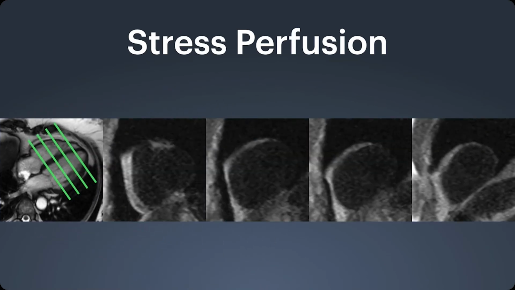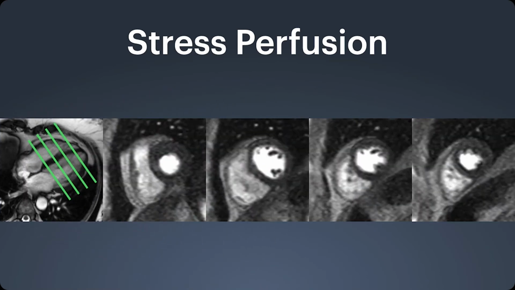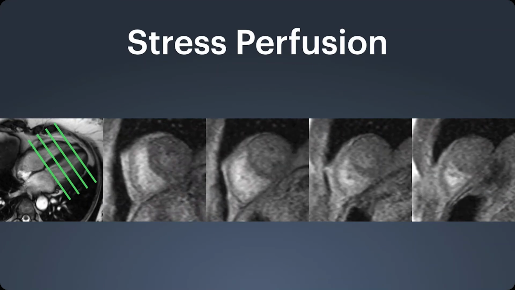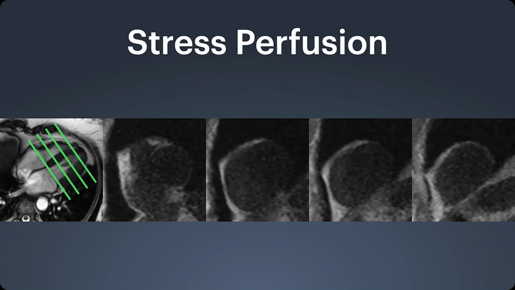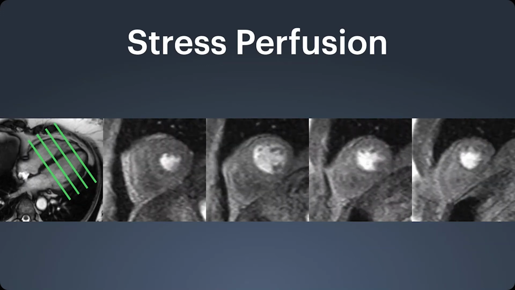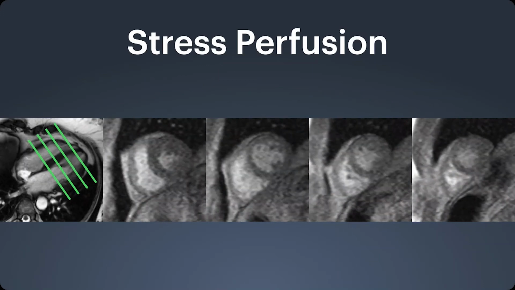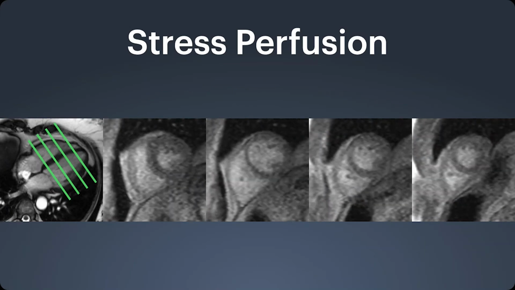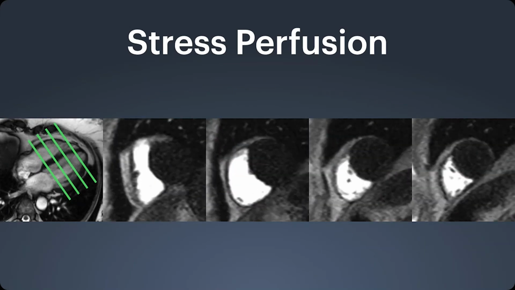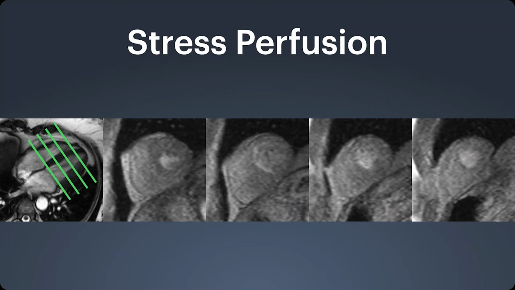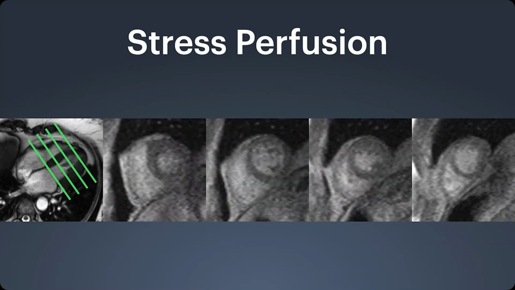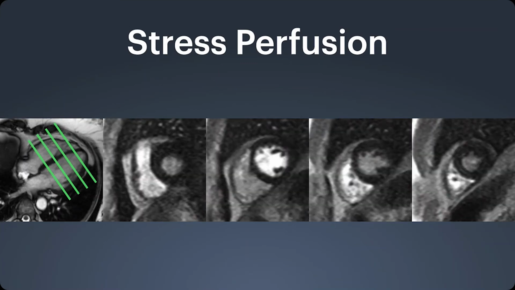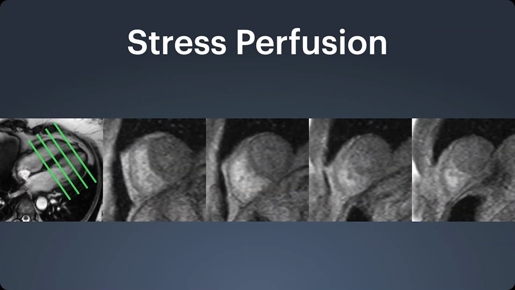Now, with tachycardia, you may not have sufficient time to cover the entire short axis of the heart. So what you can do is drop a slice to shorten the scan. And if that's still not enough time, then you may have to image every other heartbeat. However, this halves the sampling frequency during first pass perfusion. So it's not ideal, but it can be performed and still provide important information.